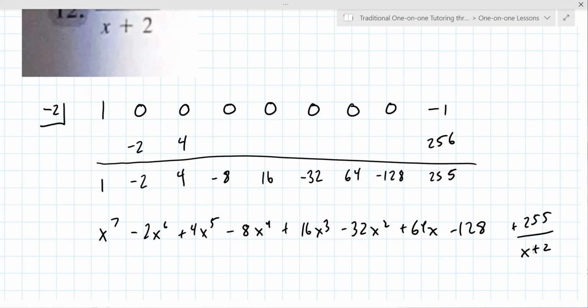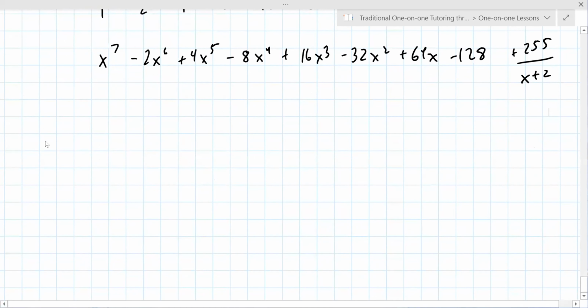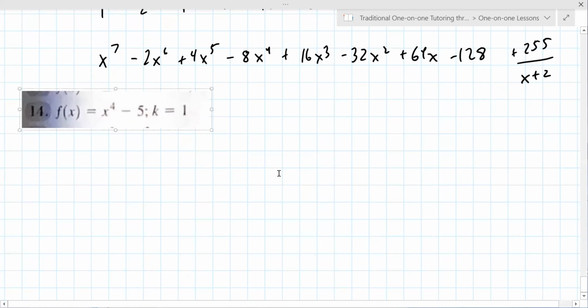Doesn't really get any better here for the next ones because it's still synthetic division. We're going on to 14. So it says use the remainder theorem, and basically it's just do synthetic division again, but this time the number at the end is the output. So k equals 1 goes right here. And then it's 1x to the 4th, 0x cubed, 0x squared, 0x minus 5.